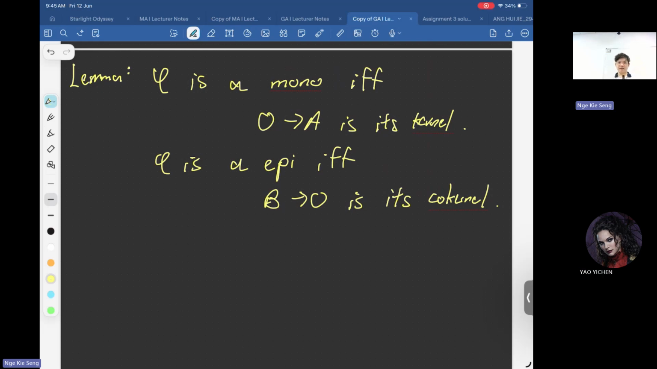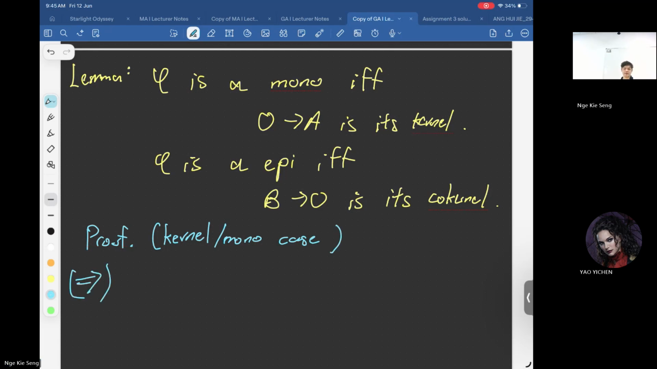So, 5 minutes. Can we do this? Maybe we can quickly do this. So, proof. Let's prove the kernel case, for the monomorphism case. Epi is similar. Okay, so let's go this direction here. Assume mono and then prove this is a kernel.